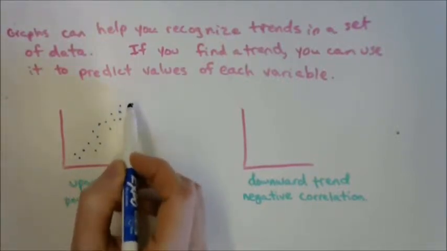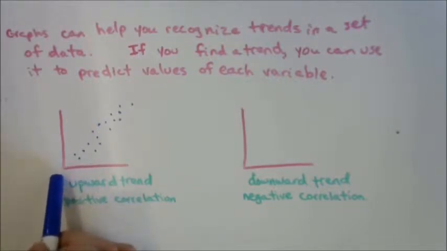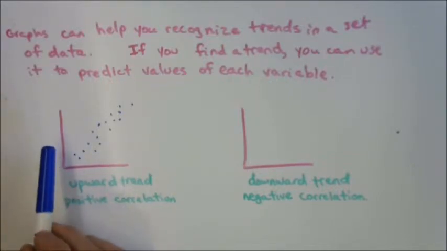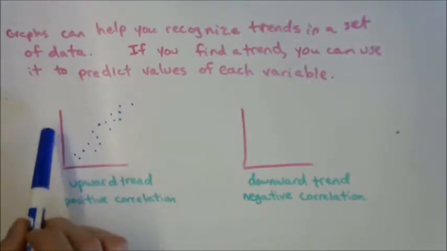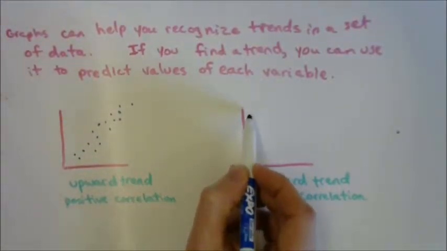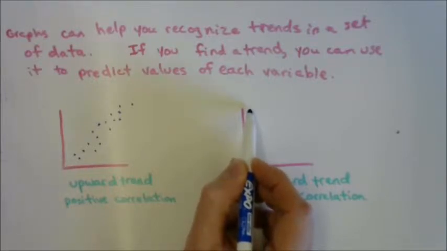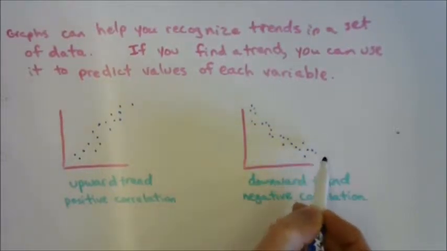Okay? Go ahead and do your own data showing an upward trend. It doesn't have to look just like mine, but it should be going as the independent variable increases, the dependent variable increases. Okay, this is positive correlation. That vertical axis, the numbers get bigger and bigger as the horizontal axis gets bigger and bigger. What do you think negative correlation is going to look like? Going the other way. Okay, so here we're starting up high with our dependent variable, and we're trending down.